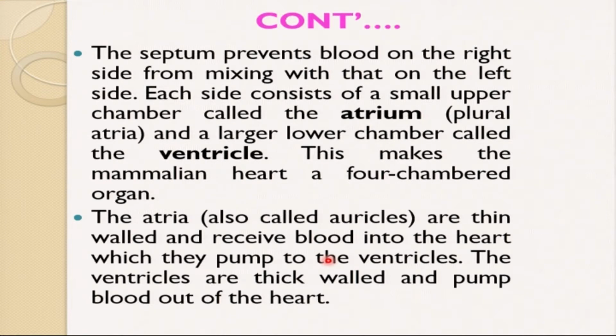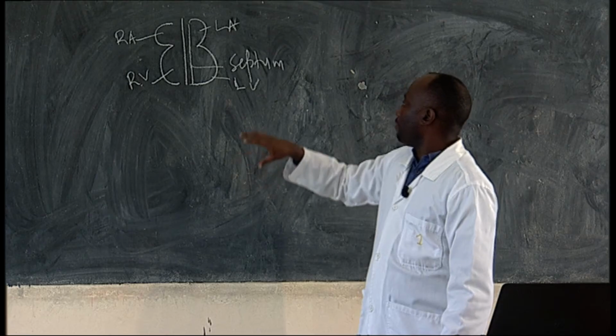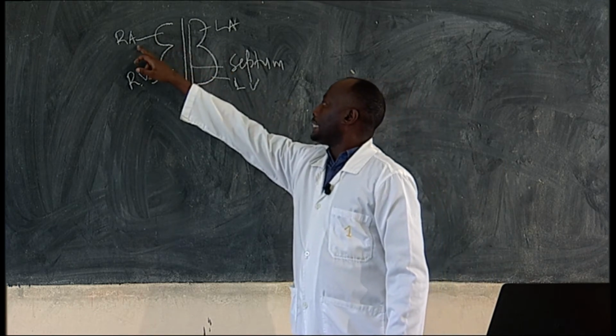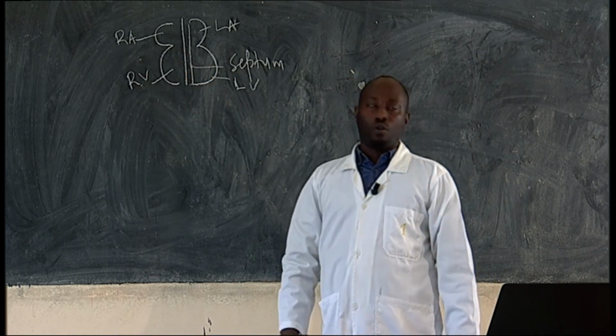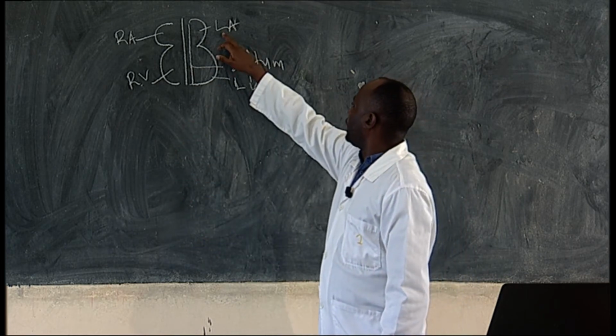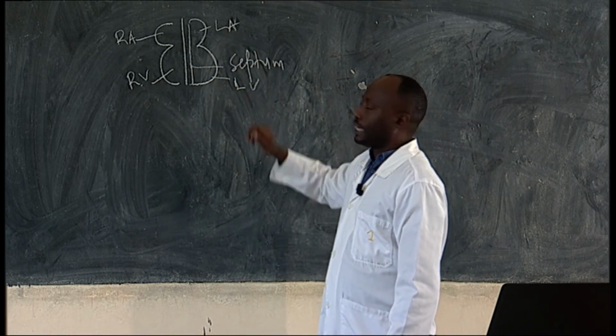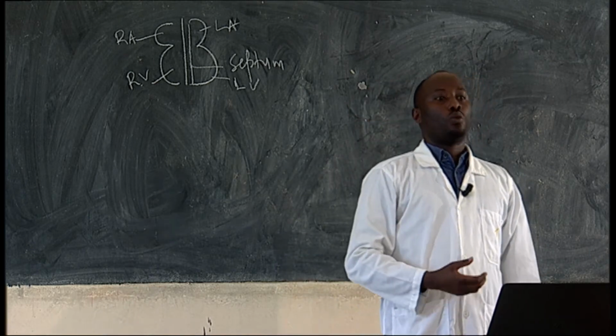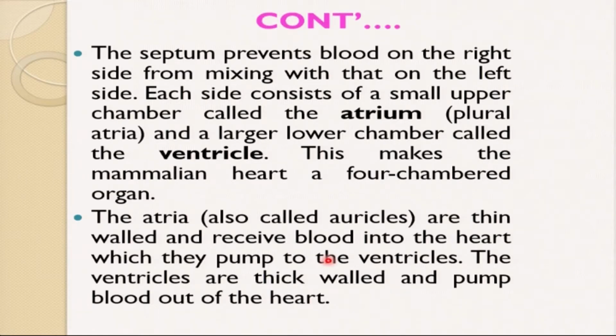So simply, I can make it clear. The heart is made up of four chambers. We have the right atrium, the right ventricle, the left atrium, and the left ventricle. This makes the mammalian heart a four-chambered organ.